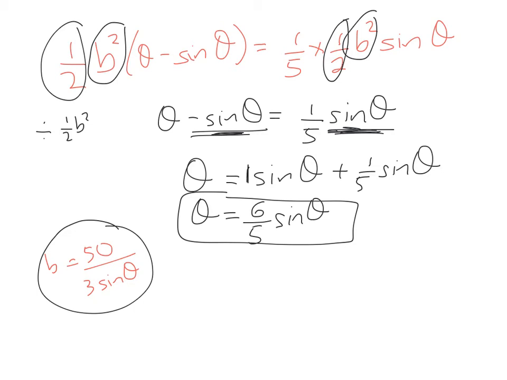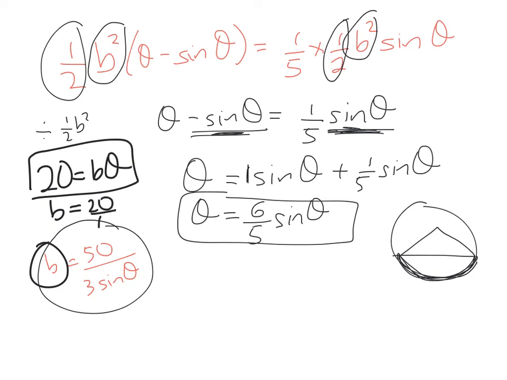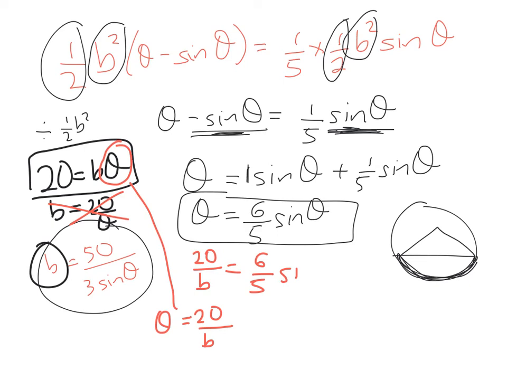Then think back to the one fact that I haven't used yet, and that was, let's just draw it quickly here, that the arc length of that minor arc was 20 centimetres. So we wrote really early on that 20 equals B theta. What I want to do now to get B back in is rearrange this. First we'll go B equals 20 over theta. Now, is that really going to help me? No, it's not, because what I want is an expression for theta in terms of B. So we don't want that, but we do want this: theta is equal to 20 over B. Now, substituting that in here, I get 20 over B equals 6/5 sine theta.